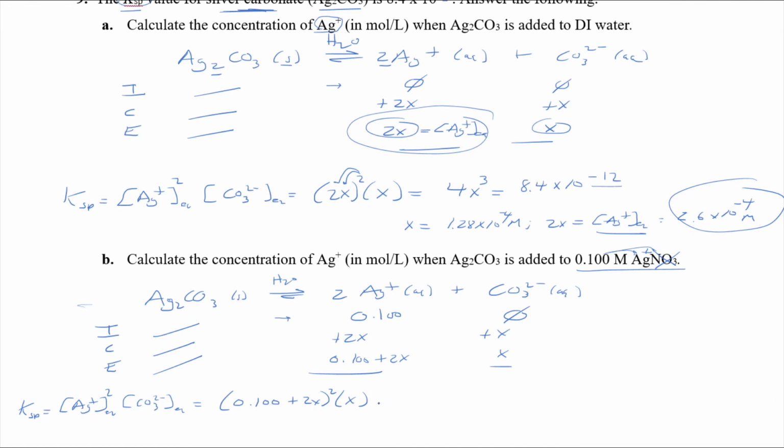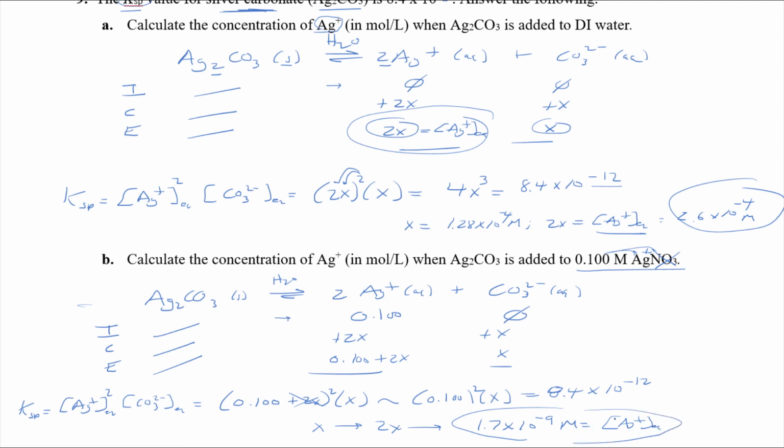So I'm going to make an approximation. I'm going to say that that x is tiny. So that's going to give me 0.100 squared times x equals 8.4 times 10 to the negative 12. That makes the math really easy, and if I solve that, I can solve for x, which means that I can solve for 2x, and when I solve that, I get something on the order of 1.7 times 10 to the negative 9th molar. That is crazy, and that equals the concentration of silver plus at equilibrium.